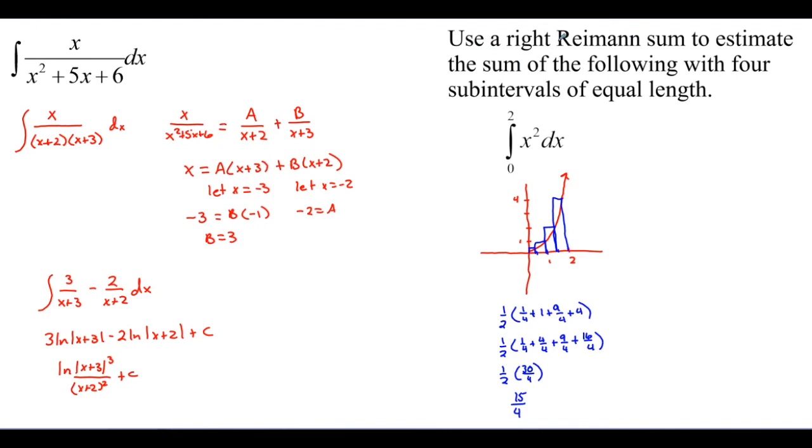Use a right Riemann sum to estimate the sum of the following with 4 subintervals of equal length. So the graph is x squared, four subintervals of equal length. Well, if you cut 2 into 4 pieces, they're all halves. Here is a right Riemann sum where the right side of the rectangle hits the curve. Now, all of the bases are a half. So we have a half times 1 half squared is 1/4, 1 squared is 1, 3 halves squared is 9/4, and 2 squared is 4. So if we add these up, we get 30/4. 30 divided by 2 is 15, 15/4.